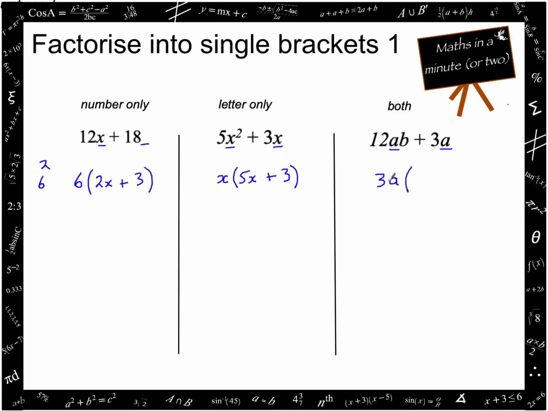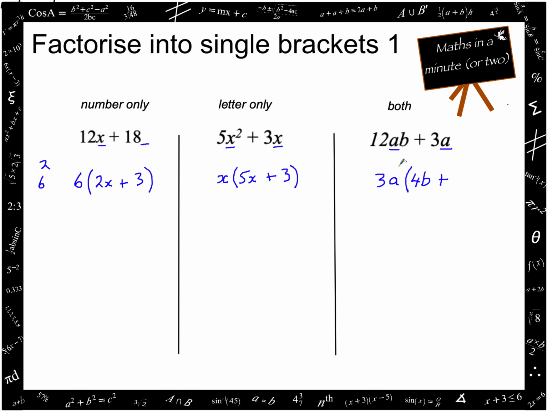What would I multiply 3A by to get 12AB? Do it one piece at a time. To get from the 3 to the 12, we need to times by 4. So that's where we get my 12 from, 3 times 4. And to get from A to AB, I need to multiply by B. So 3 times 4, 12, A times B, AB.